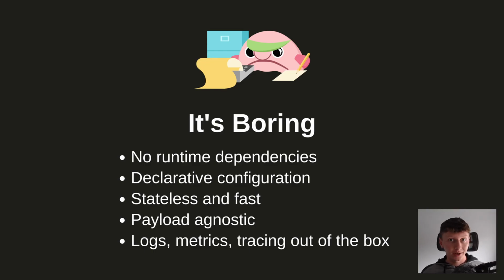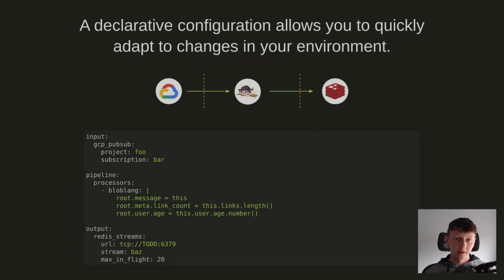It's totally payload agnostic, so usually you'd use it to process structured data, things like JSON documents or Avro or whatever, but you can also just pass through binary data if that's what you want to process. It's got no opinions as to what data should look like, and it's got a bunch of observability stuff out of the box, so it's got logs, metrics, tracing, and the metrics that it exposes you can export via Prometheus or StatsD, InfluxDB, a bunch of other options.